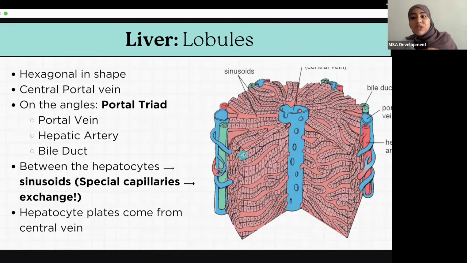Now, hepato means liver and cytes just means cell. And so between these hepatocytes are the little sinusoids we talked about, right? This is where all the exchange happens between the hepatocytes and the sinusoids. Liver, okay, what produces bile? Don't say the gallbladder. The gallbladder stores bile. The liver cells, which are hepatocytes, produce bile, and then it's stored in the gallbladder, okay?